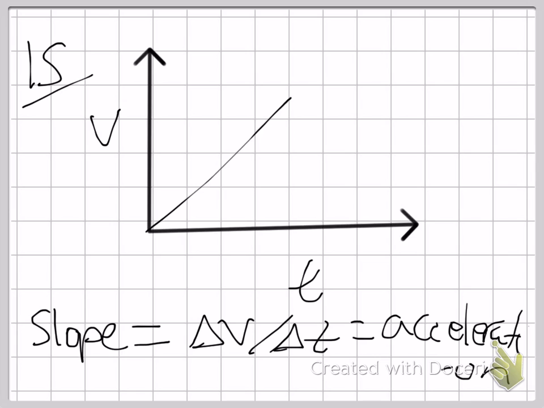So whatever that number ends up being, it's going to be going that much faster every second. So if we had something that was 10 centimeters per second, that means every second we're going 10 centimeters per second faster than we were before. Okay, so this is an acceleration. This is what we have defined as acceleration.